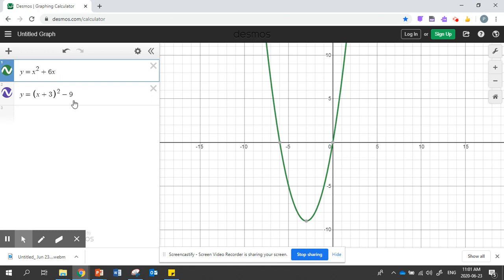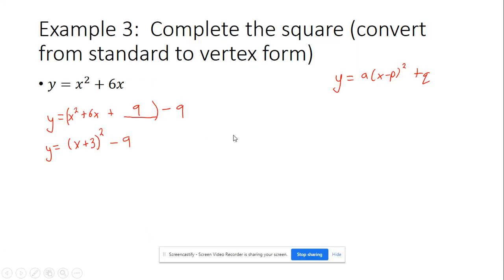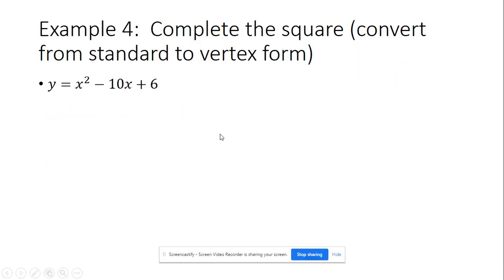All right, I hope that makes sense. Let's practice it a bit more. For the rest of the lesson, we're just going to go through a series of practice examples for you.